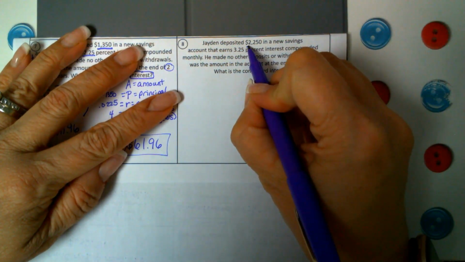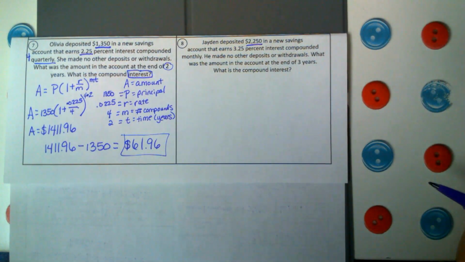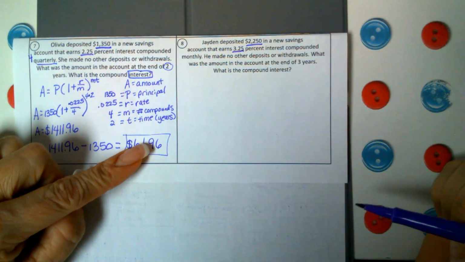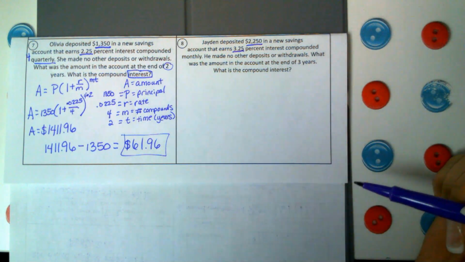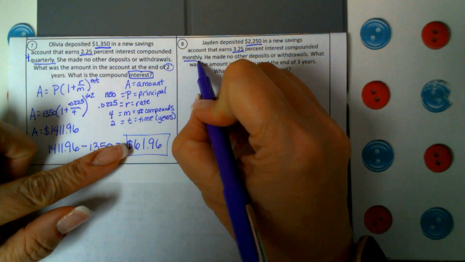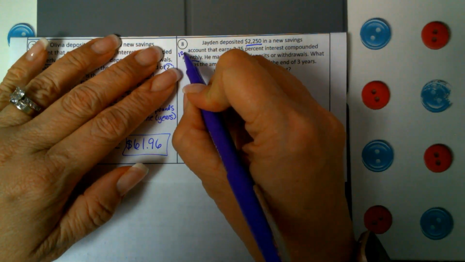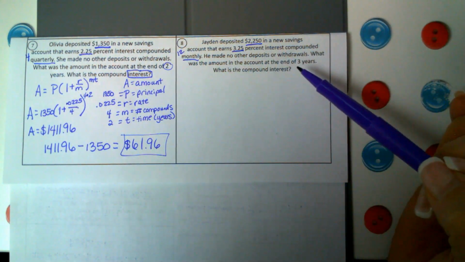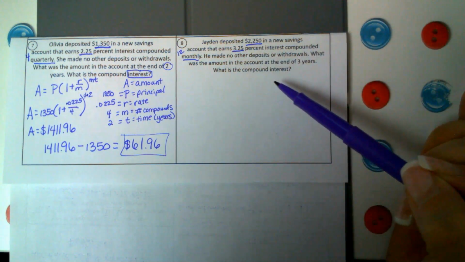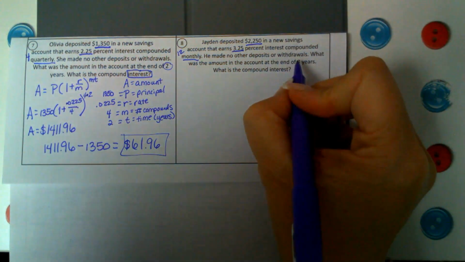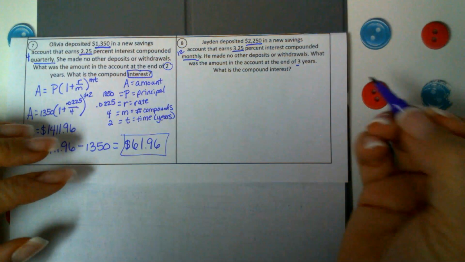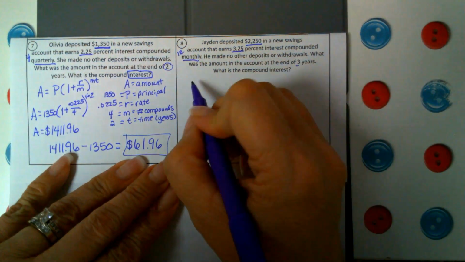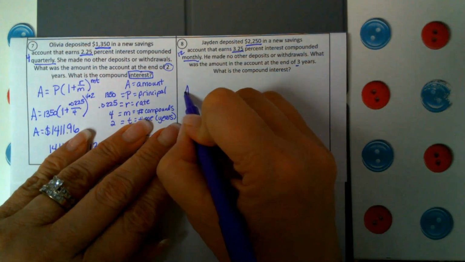Jaden deposited $2,250 in a new savings account that earns 3.25%, so we're going to have to change that to a decimal. And the interest is compounded monthly. So monthly is going to be 12 times a year, right? He made no other deposits or withdrawals. What was the amount in the account at the end of 3 years? So we need a bunch of numbers, right? And so my amount, I don't know what that amount is.